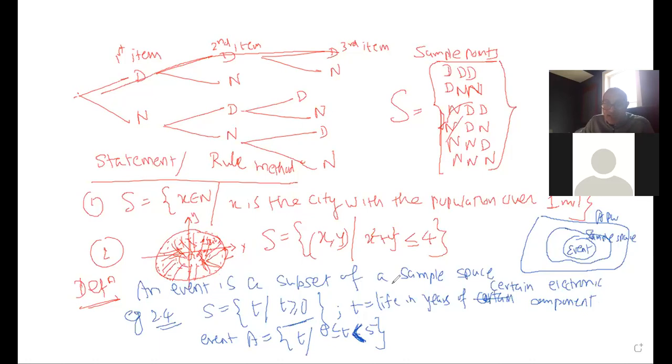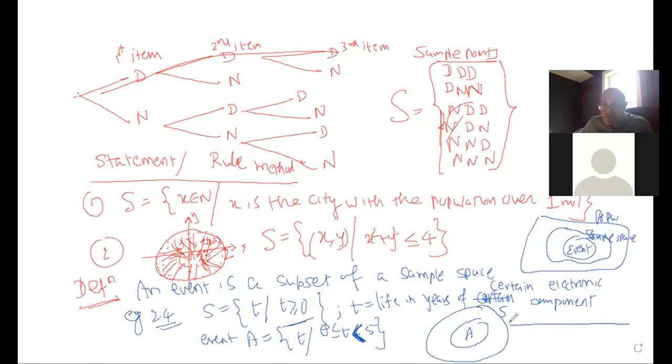This S is the sample space: life in years of a certain electronic component. Right? So this is my S. And t less than 5 means those components whose life in years could be between 0 and strictly less than 5. So this is my A.